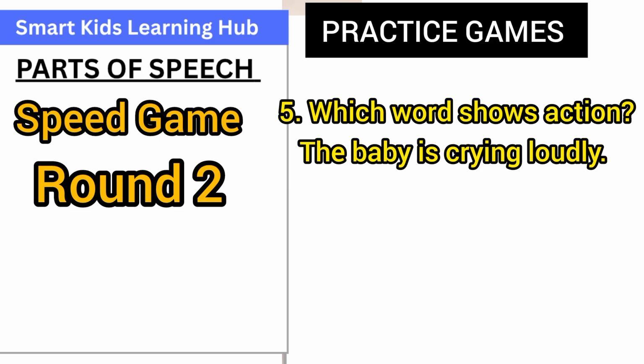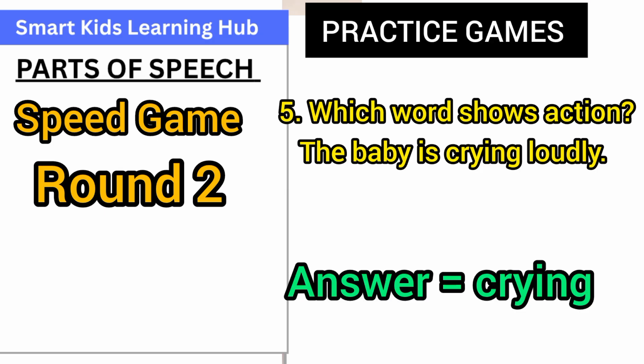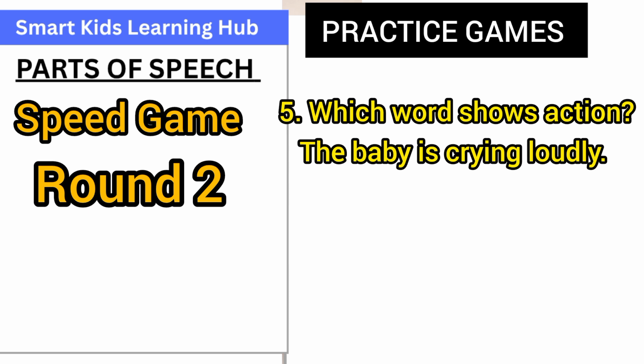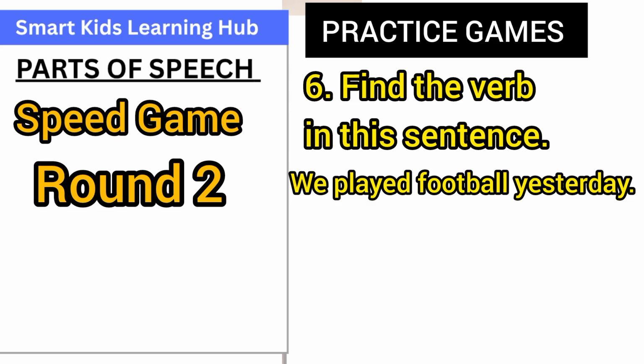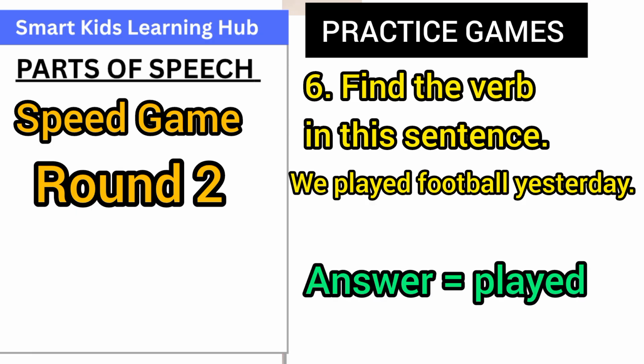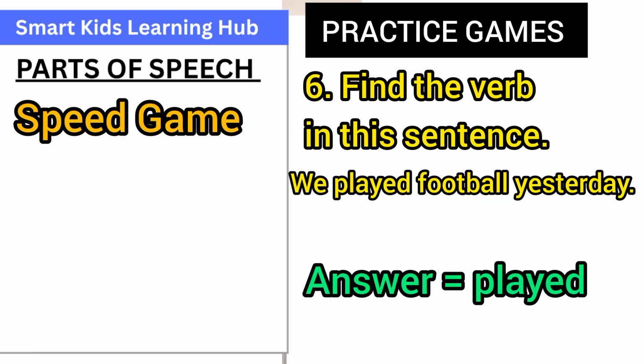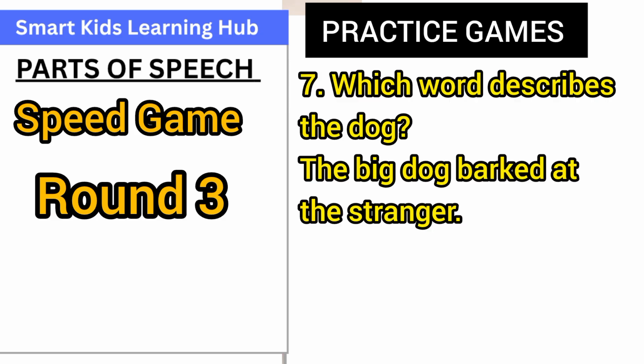Question 6. Find the verb in this sentence. We played football yesterday. You're excellent. Played is the verb. Round 3. Question 7. Which word describes the dog? The big dog barked at the stranger. You got that right. Big describes the dog, and that is the adjective.